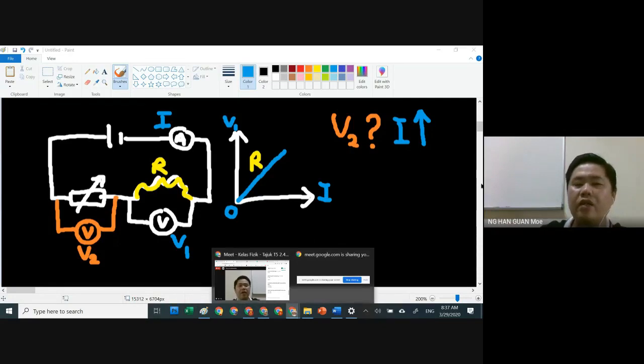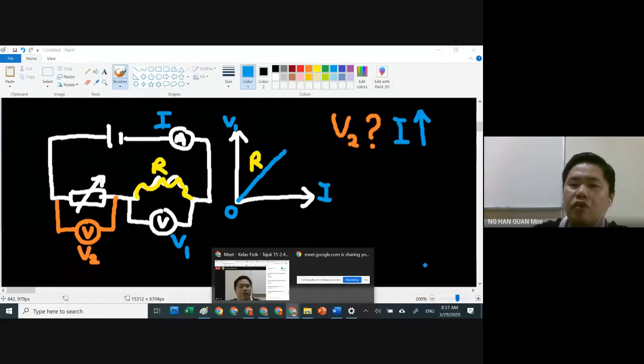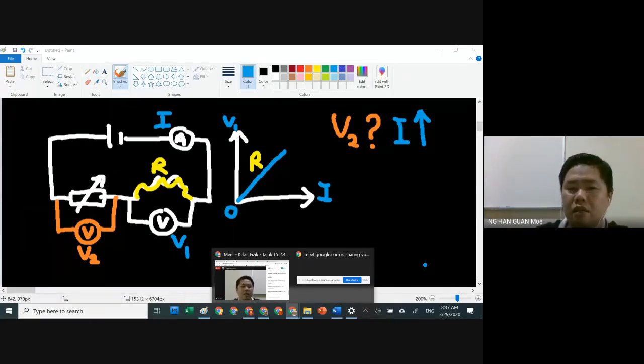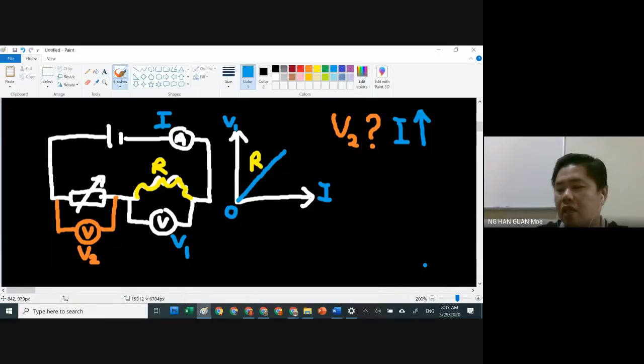Again, I repeat: look at this circuit. Maybe you need to copy it down, because once I change the screen into the room, you won't see this circuit anymore. So I give you a few seconds to copy down faster. The question is, what happens to V2 when I increases? Before I go to the chat room to see the answers, I know some of you are already typing. So I want to discuss here first.